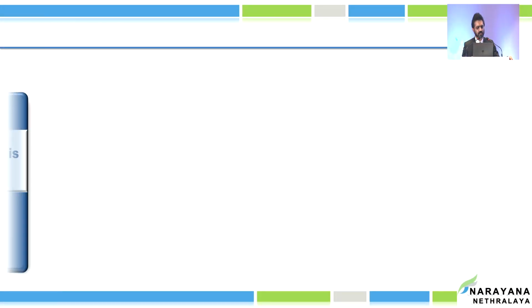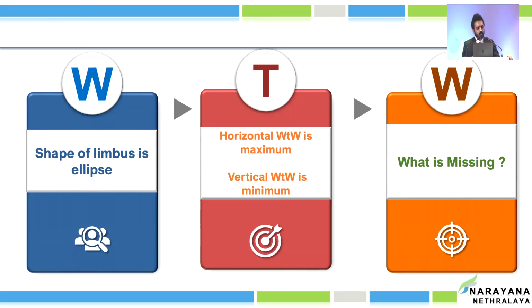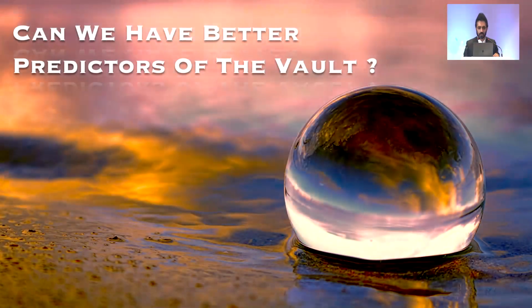And we make certain assumptions, that the horizontal wide to wide is always maximum and the vertical wide to wide is always minimum, which is actually not true. So can we actually have a better predictor for the vault?